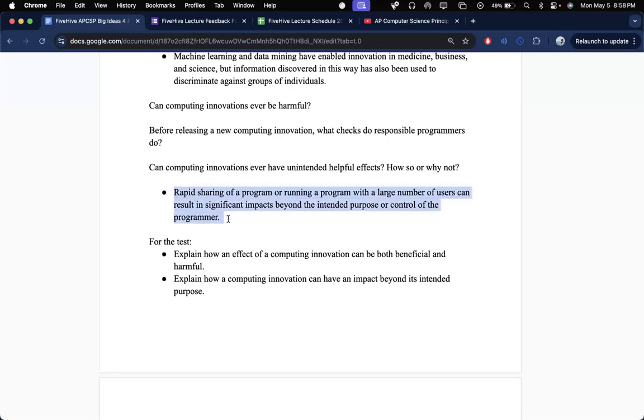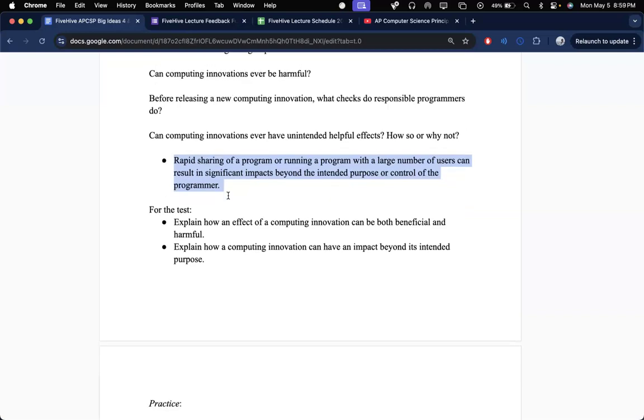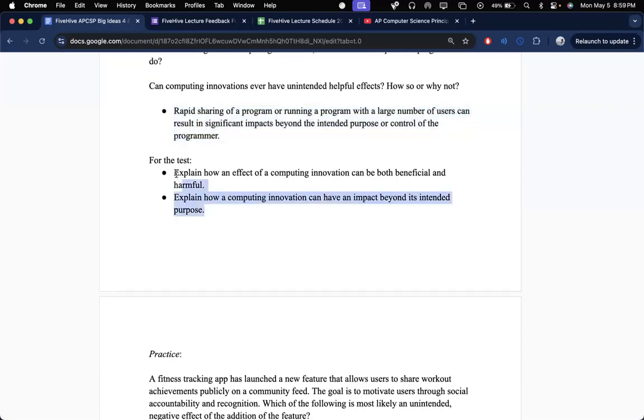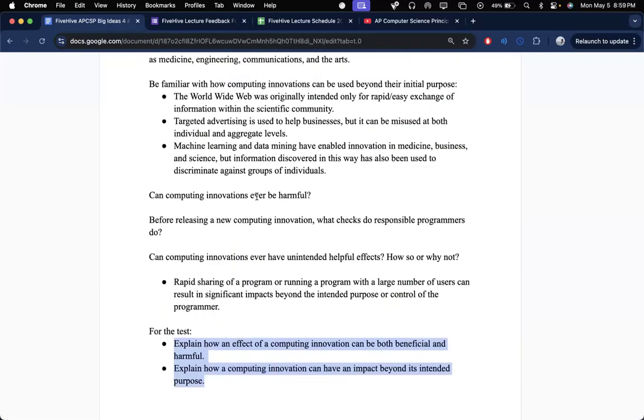Something else we need to know is that rapid sharing of a program, or running a program with a large number of users, can result in significant impacts beyond the intended purpose or control of the programmer. So for the test, we should be able to explain how a computing innovation can be both beneficial and harmful. We also should be able to explain how a computing innovation can have an impact beyond its intended purpose. That's basically what we just went over.